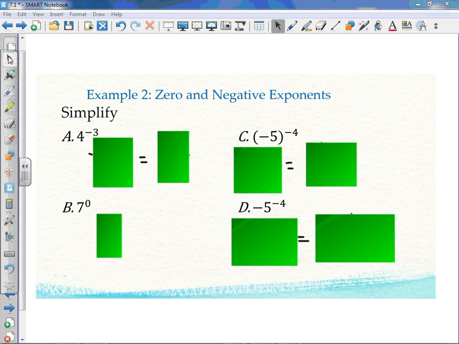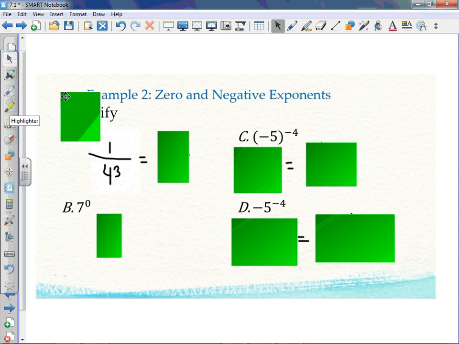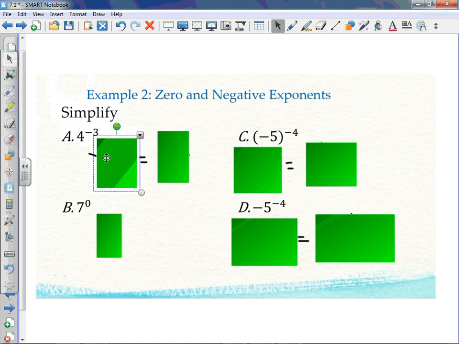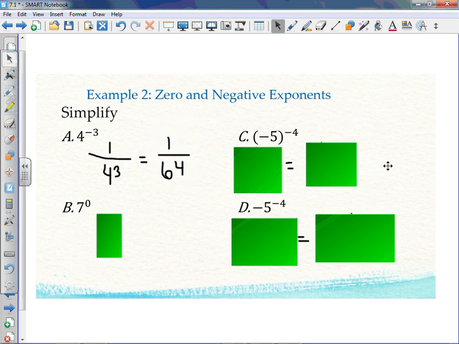All right. So first we have 4 to the negative 3rd. Hopefully one of the tricks works for you. That negative sign is going to bring the 4 and the 3 to the denominator. Then we can just type it in our calculator. 4 to the 3rd power is 64, and that stays in the denominator.